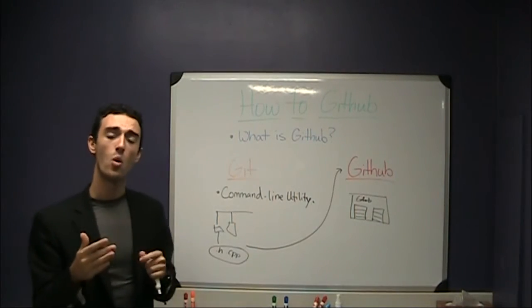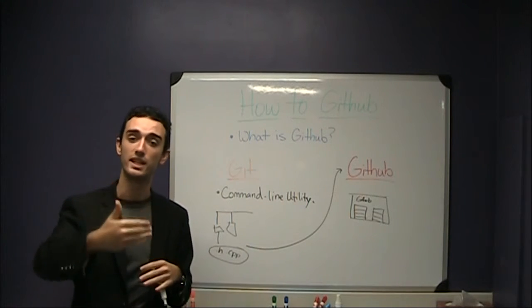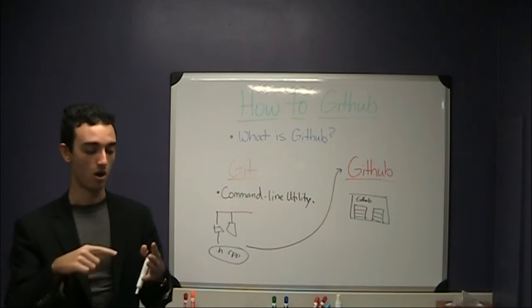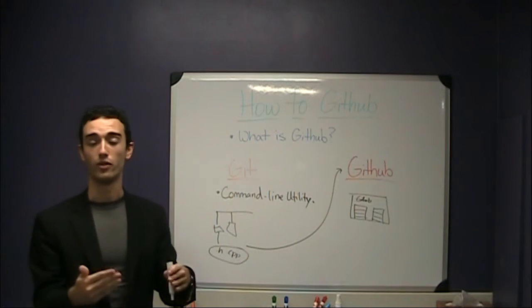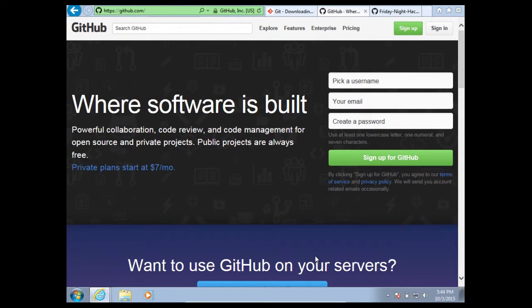First things first, we're going to be going over how to install Git, the command line utility, on Windows first. Now we're going to show you how to install Git and use GitHub on a Windows machine. First things first, we're going to need to sign up for a GitHub account.